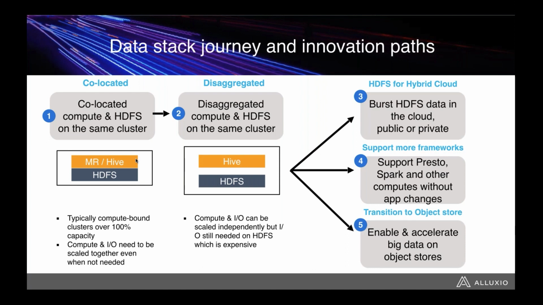And finally, you might want to move to object storage, either in the cloud or on premises. And these object stores are not inherently developed for analytical workloads. And so technologies like Alluxio speed this up by adding a caching layer, not only for data, but also for metadata to speed up the metadata operations. So this is a journey that many of you might be going through, and you might be in different phases of this journey.